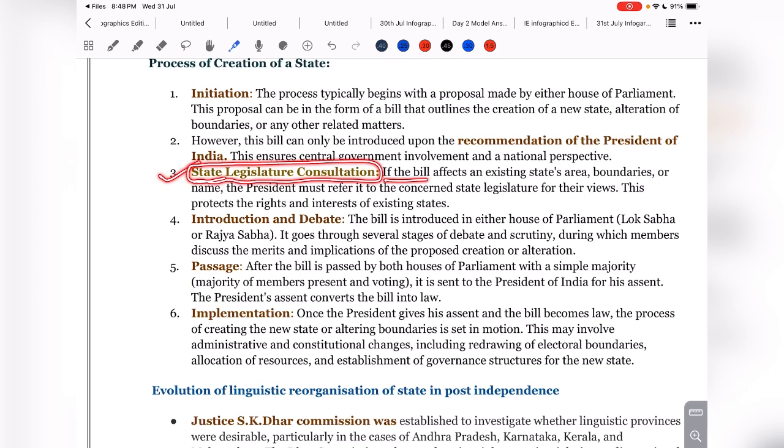If a bill affects an existing state's area, boundary or name, the president must refer it to the concerned state legislature for their views. This protects the rights and interests of the existing states. For example, during the creation of the Telangana state, the bill was referred to the Andhra Pradesh Assembly, and the Andhra Pradesh Assembly debated, discussed, and opposed. Some also supported, but it is ultimately the parliament that is the authority to decide whether to create the state or not. Okay, then introduction and debate.